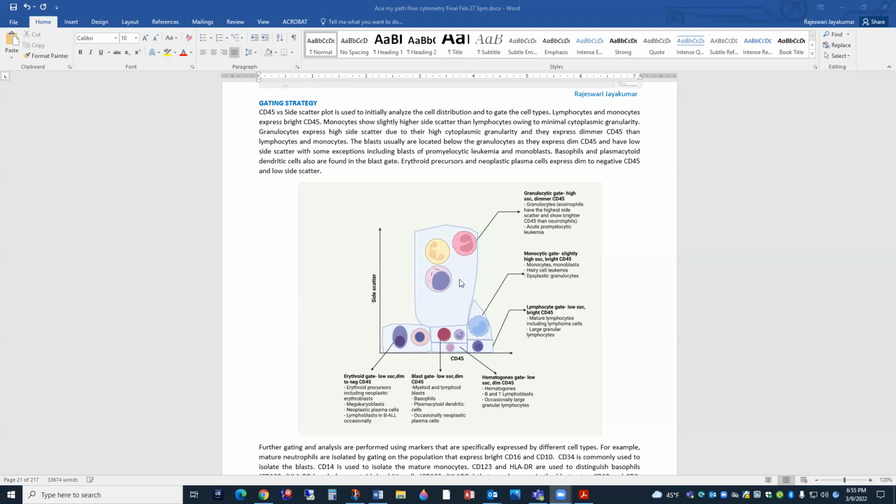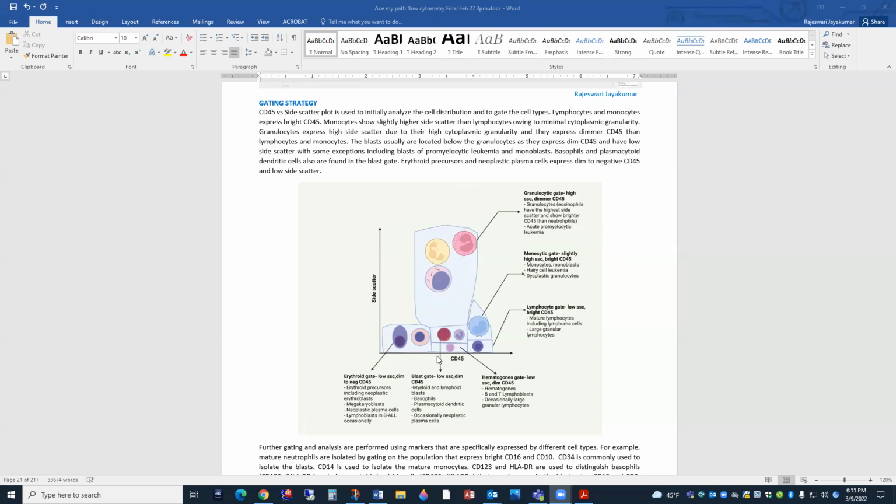They have a slightly dimmer CD45 than lymphocytes and monocytes, and they have very high side scatter, especially eosinophils. They have the highest side scatter, and they also have brighter CD45 than neutrophils. And other than normal maturing granulocytes and mature granulocytes, you can see blasts of acute promyelocytic leukemia in this gate. That is because they have a lot of granules, including Auer rods, so they scatter a lot of light. So they go all the way up in terms of side scatter.